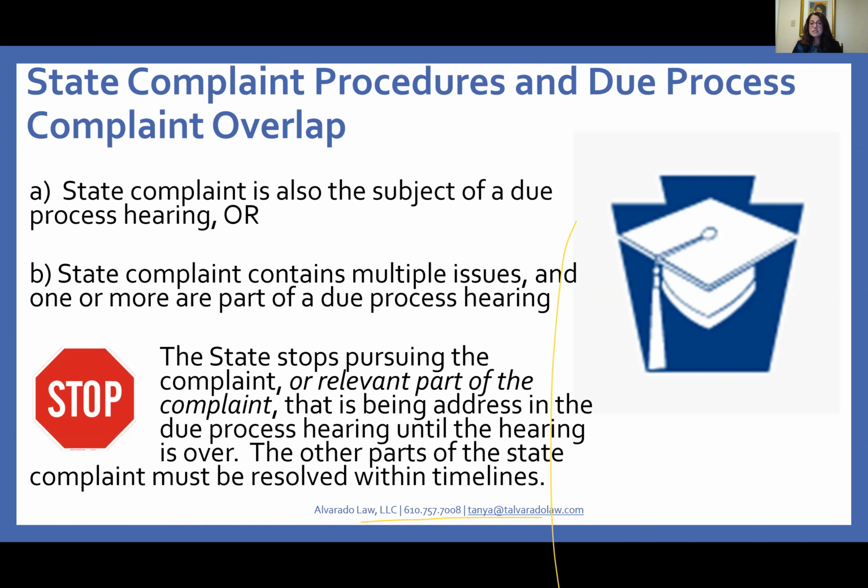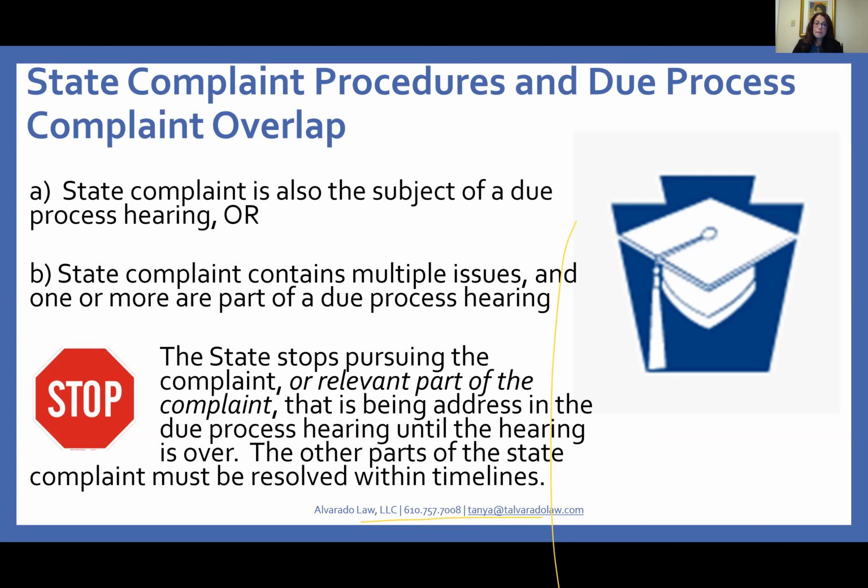But if there is some overlap between what you're complaining to the state about and your due process complaint, the state stops. Under the statute, the state has to stop pursuing whatever claims are the same. So if it's only, for instance, one claim that you filed in both due process and the state complaint process, then the state is going to stop investigating. They won't issue a decision. They will say, you have gone to due process. We're going to let them decide.